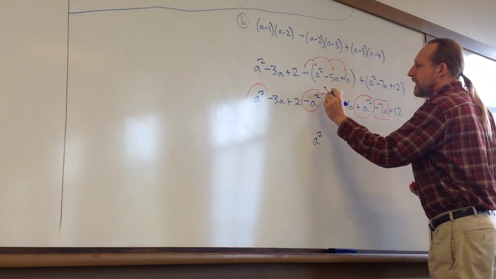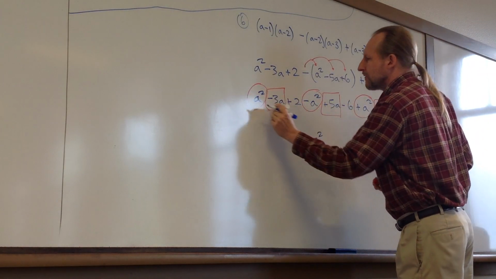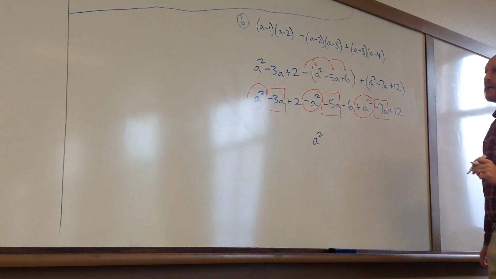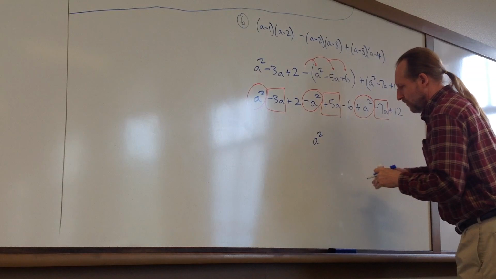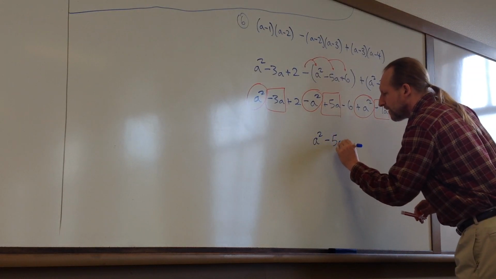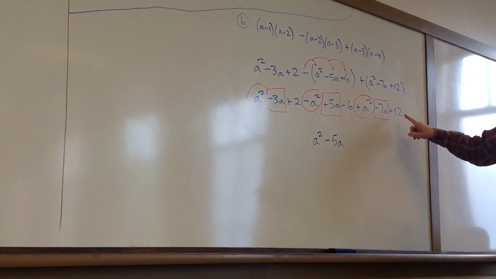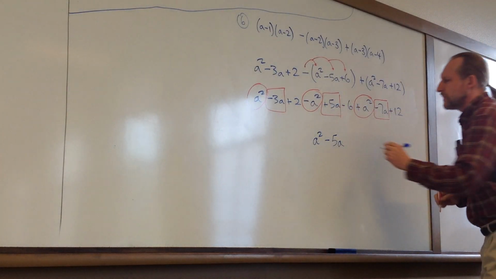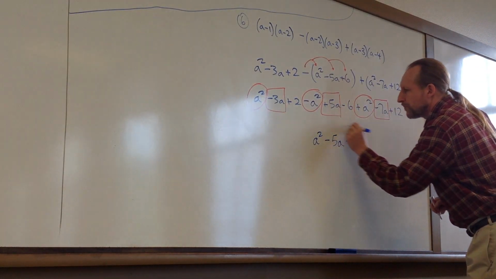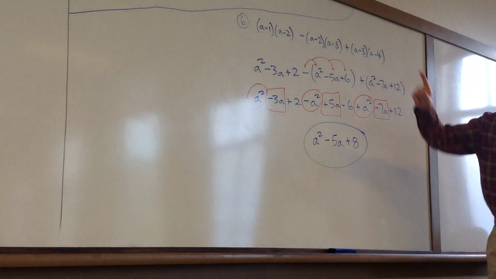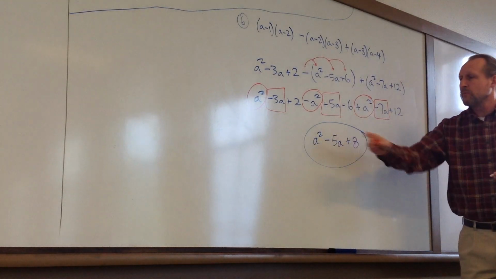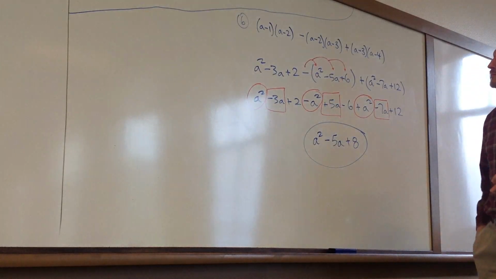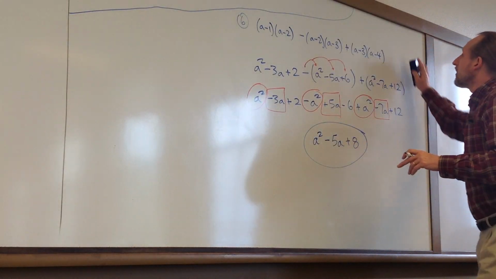And then with the a terms, let's see, we've got a negative 7a, a positive 5a, and a negative 3a. And so that'll leave us with minus 5a. And then the constant pieces, we've got 12 and 2 make 14. Minus 6 leaves us with positive 8. And so the answer for 6 in simplified form would be a squared minus 5a plus 8. Okay.